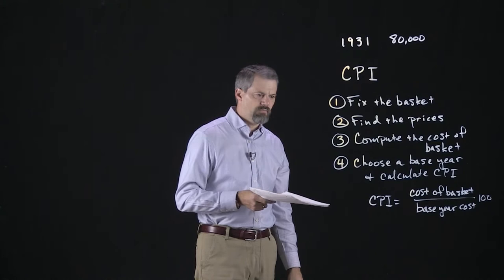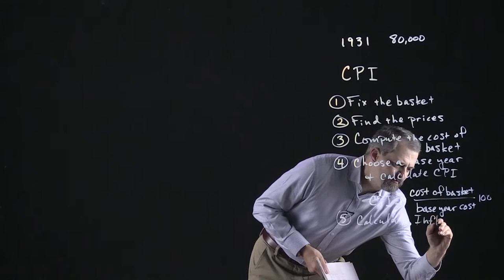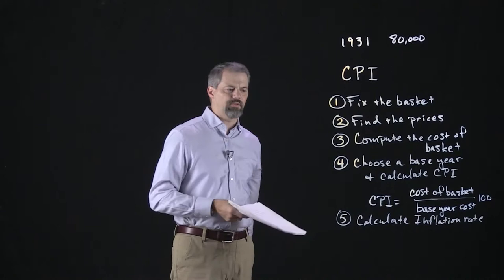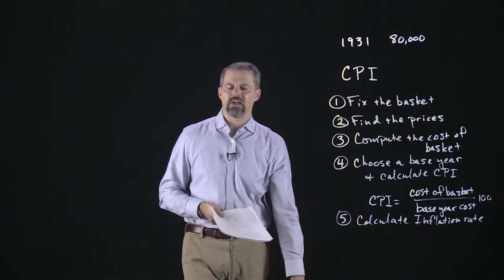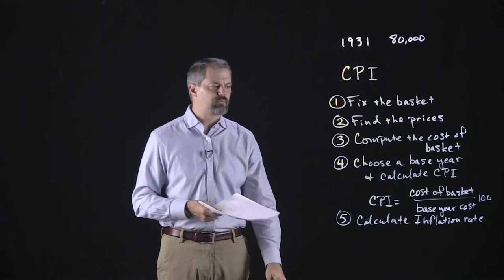And then the fifth step would be to calculate the inflation rate. So let's say calculate inflation rate. And we've talked about that before. We'll do some examples, but calculating the inflation rate, once we've got the CPI, we just need to calculate the percent change in the CPI to get the inflation rate. So those are the five steps. Once we do an example, you'll see that no part of this is really that challenging.